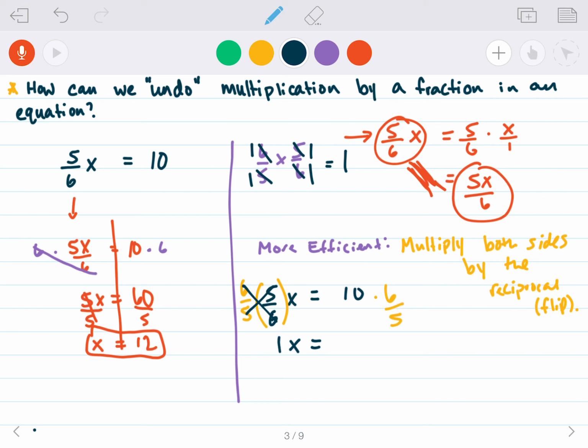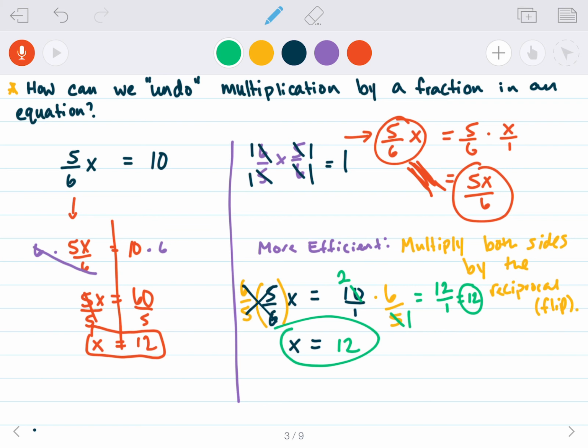We don't have to write the 1 in the front. You can if you want. But we get 1x is equal to 10 times 6 over 5. So 10, because it's by itself, is understood to be over a 1. I can simplify on the diagonals before multiplying straight across. So the 10 and the 5 have a greatest common factor of 5. So 5 goes into itself once, 5 goes into 10 twice. Multiplying straight across, 2 times 6 is 12, 1 times 1 is 1, and that gives me an answer of 12. So x is equal to 12.